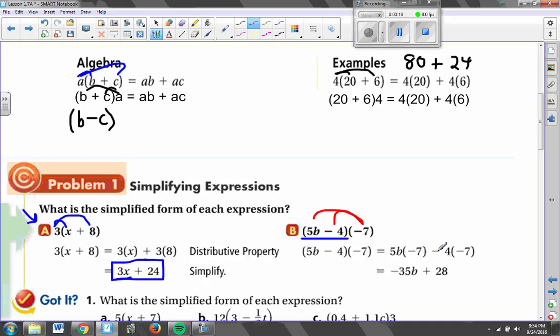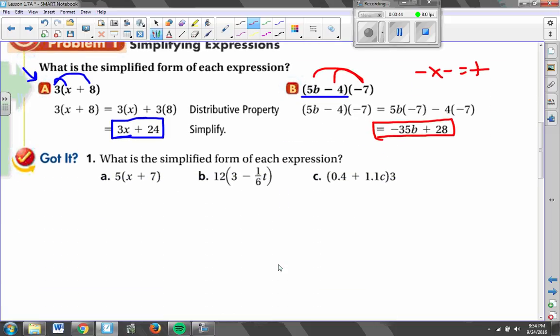And then the second part, they do a minus 4 times a minus 7. Negative times negative, well, that's a bad guy leaving town. That's a good thing, so that's a plus. So that turns into a positive 28. Okay? So my simplified answer with no parentheses, putting together everything that I can, I get negative 35b plus 28.